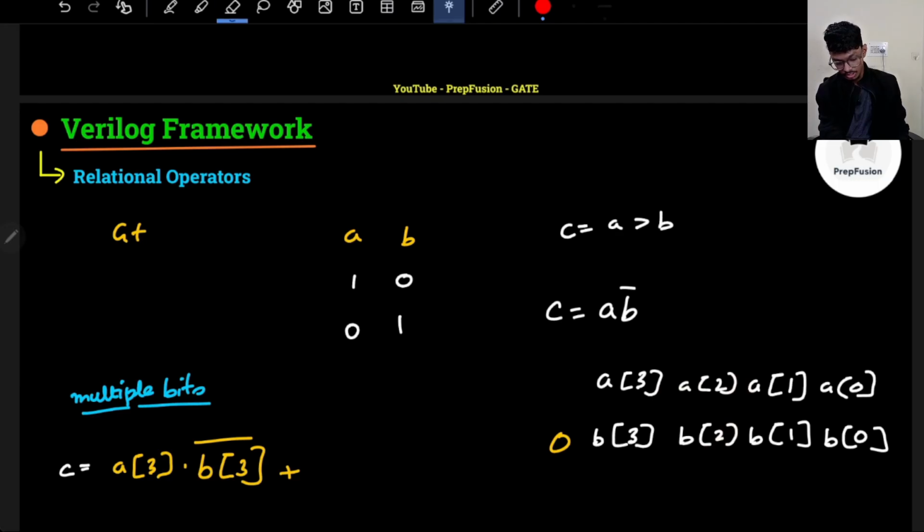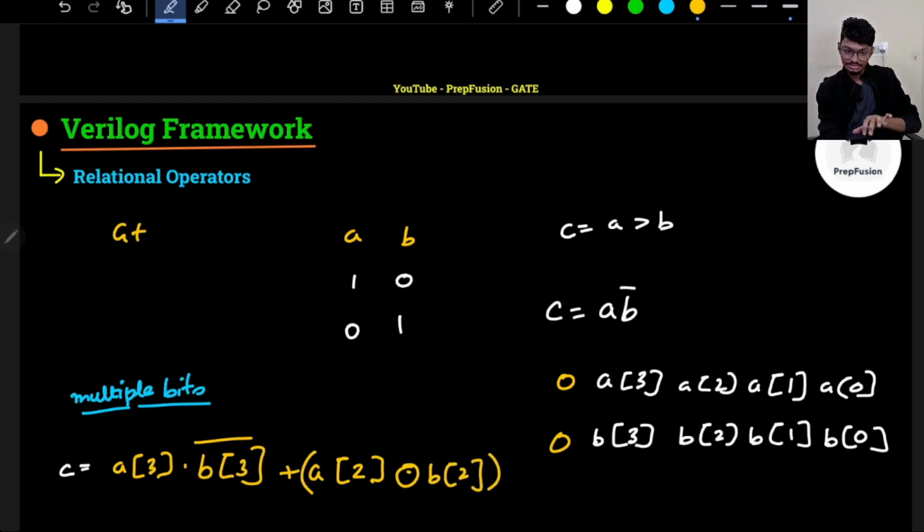So if these two are equal, how do we check equality? You check equality with XNOR. So they have to be equal, so it will be a2 XNOR b2.